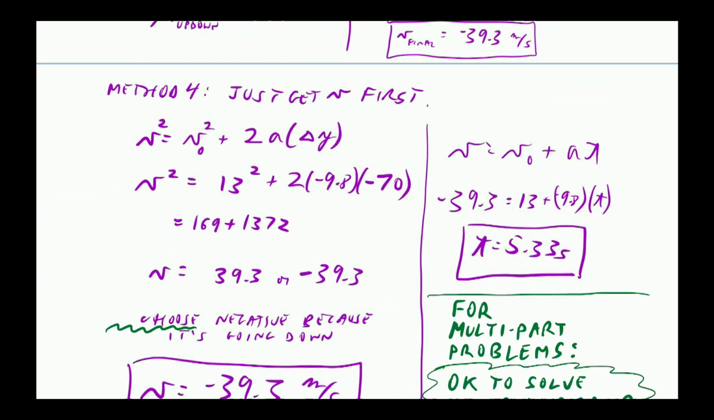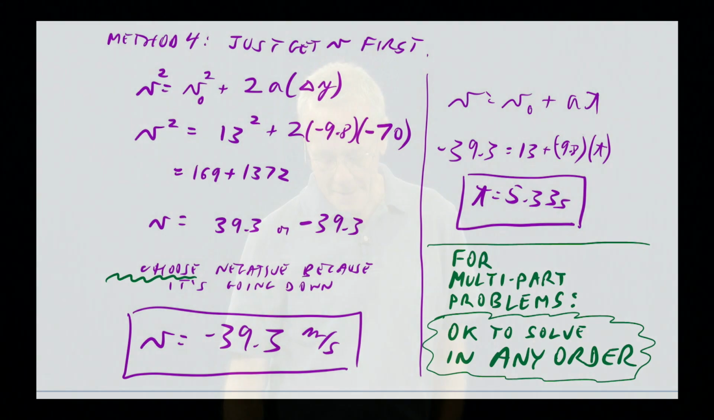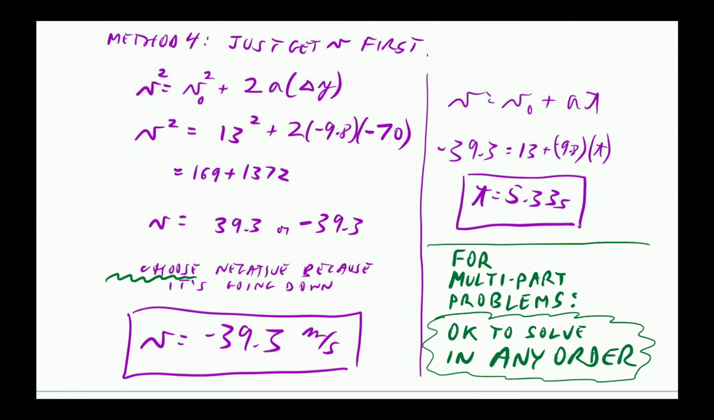My method 4 turned out to be the best. I just got V first. Instead of answering the questions in the order that they were asked, I just solved for V, and then after that, I looked for time. So if you look at my work here, you'll see that finding V was pretty quick. It was only a couple lines of algebra, and then once I did that, finding T was also pretty quick.